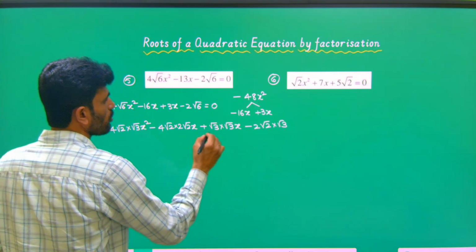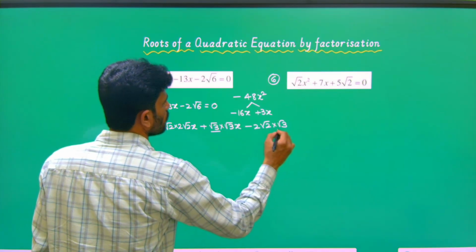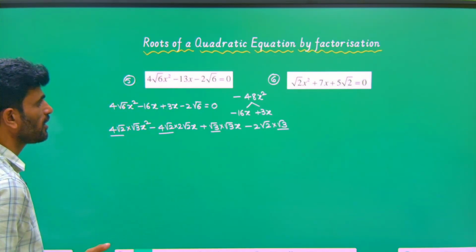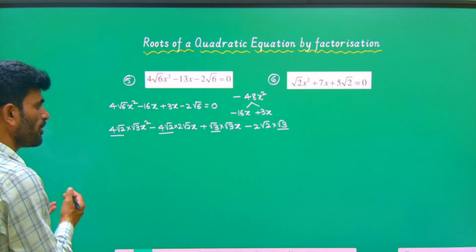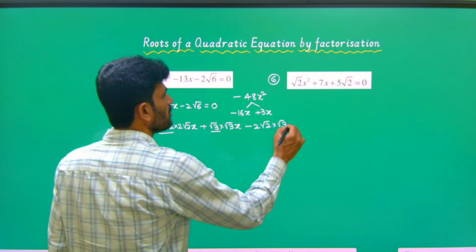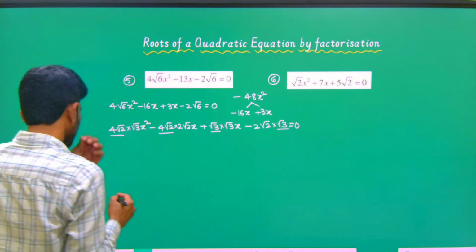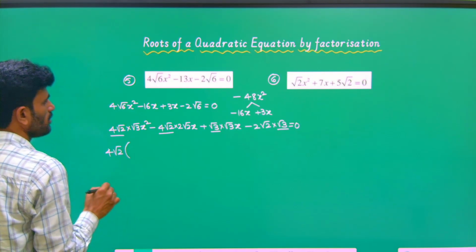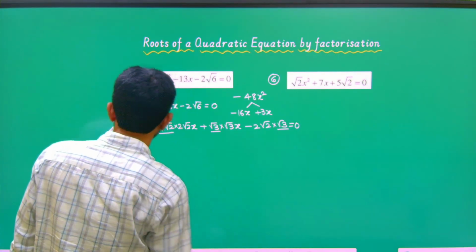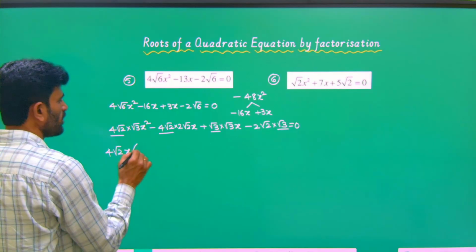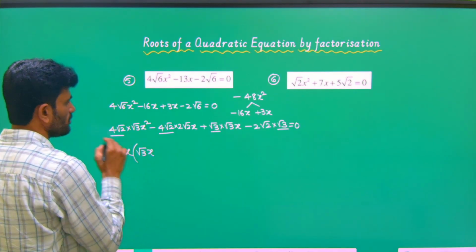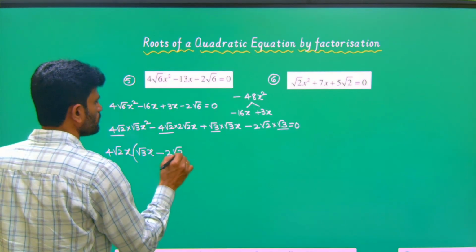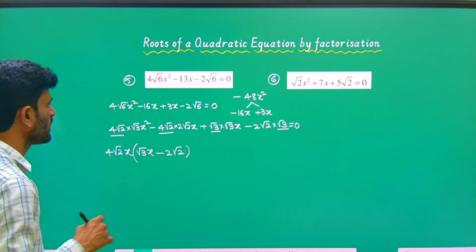So in the next term, what do we have common? In these two, we can take root 3 common, and in these two we have to take 4 root 2 common, so that after taking common, again in the brackets we get the same thing. Now see here how we get it. In the first two we have 4 root 2 common, so I am taking 4 root 2 common. Then what will be left? 4 root 2 x is also common. Then what will be left? Root 3x will be there inside, minus 2 root 2 is left, because x also we have taken common. Root 3x minus 2 root 2.